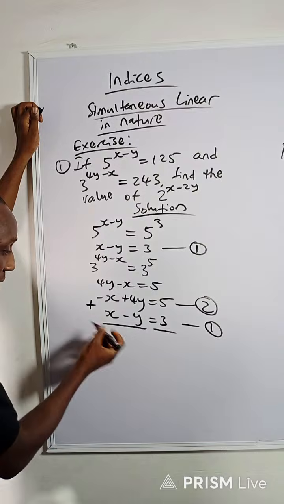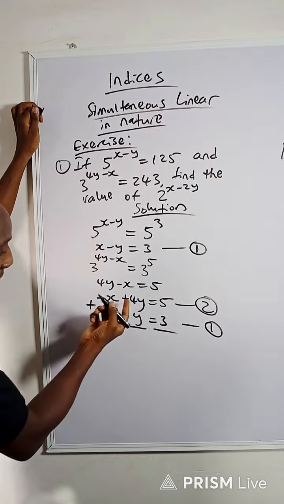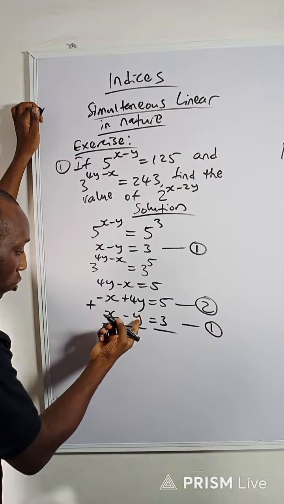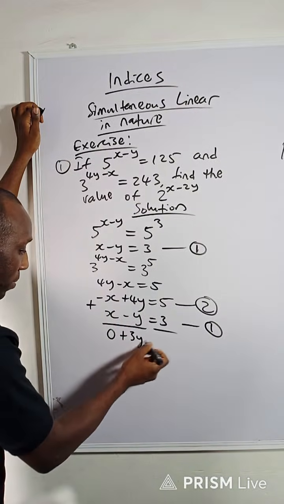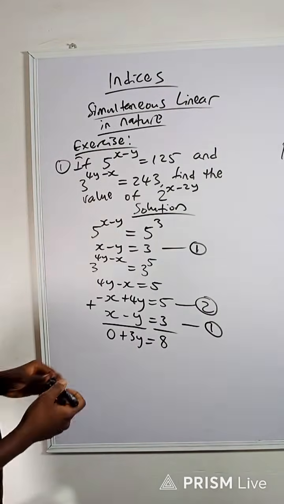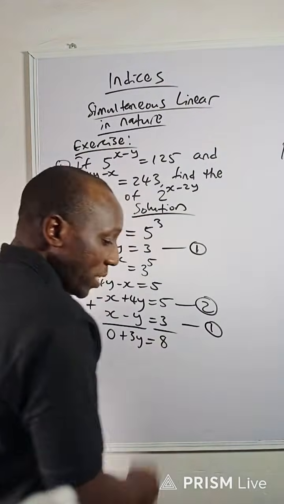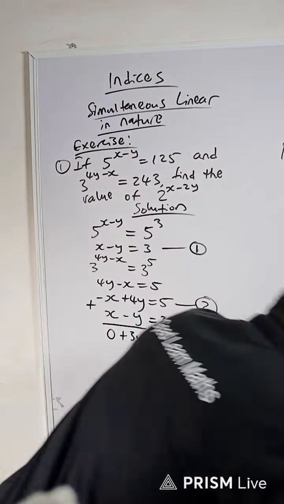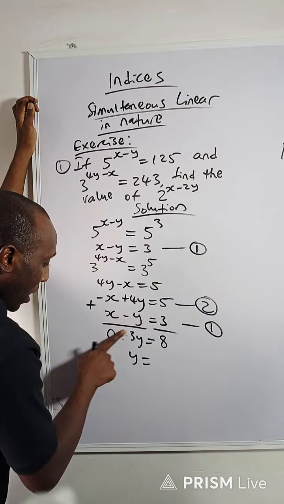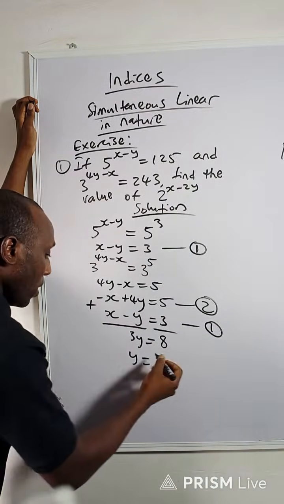Negative x plus x is 0. And then what is 4y plus negative y? It's like saying what is 4y minus y? That's 3y. And 4 plus 3 is 8. I hope I'm in order. So 3y is equal to 8. I can already see the answers there. So y is equal to, when you divide both sides by 3, 0 plus, I can just remove this from here, 8 over 3.